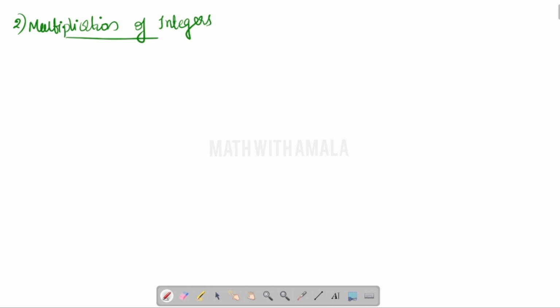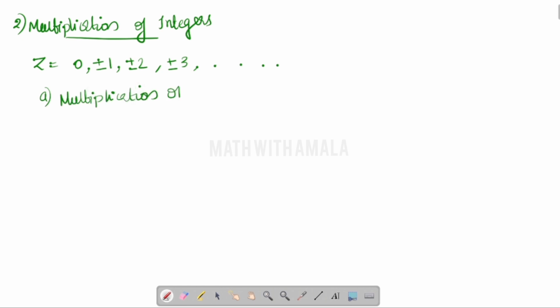Next topic, multiplication of integers. How will you multiply with positive or negative integers? That is the property that we are going to deal with here. Let us recall what Z is. 0, plus or minus 1, plus or minus 2, plus or minus 3. So my question is, is minus 100 an integer? Yes or no? You can just comment whether minus 100 is an integer or not.